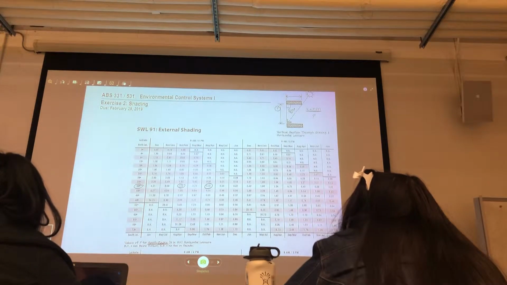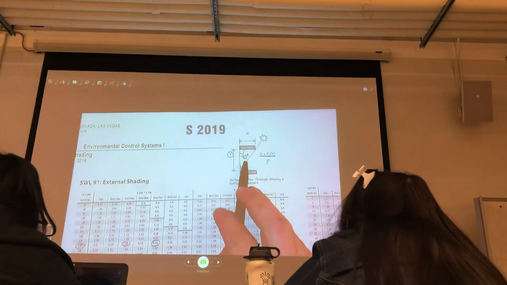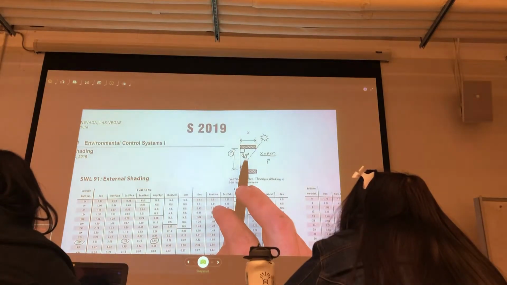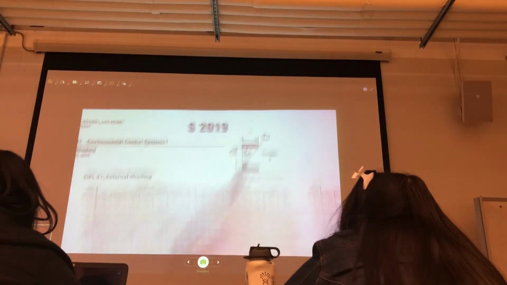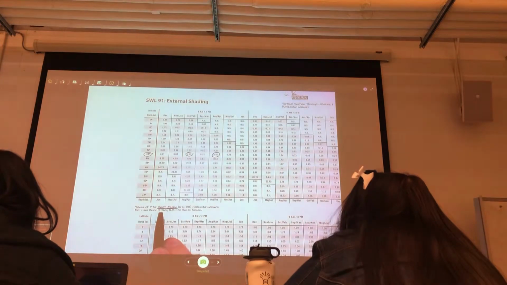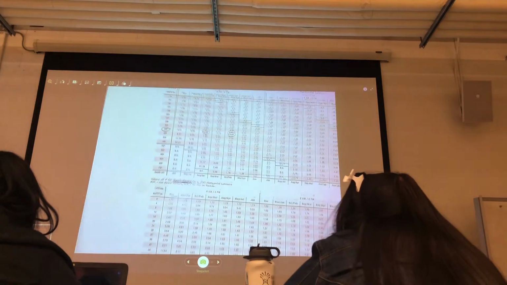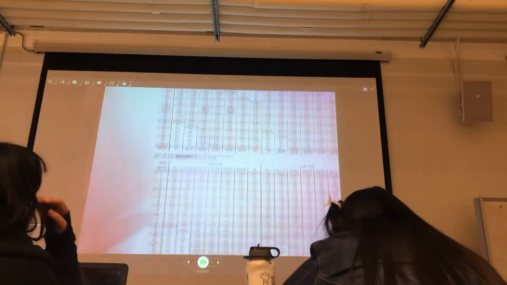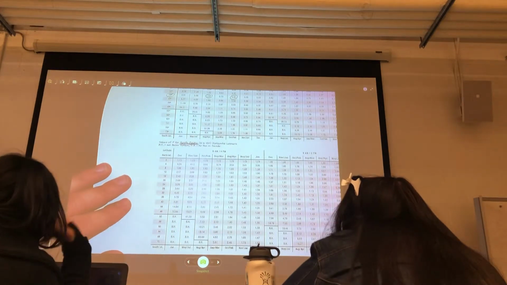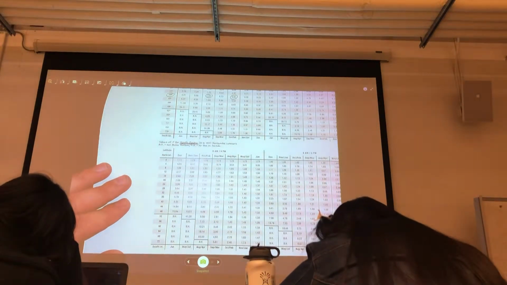Now again, that is if I'm only designing a perfectly perpendicular overhang. And this is if I'm facing south. But what if I was facing east or west? Well, that's what this bottom section is. This is for east or west.